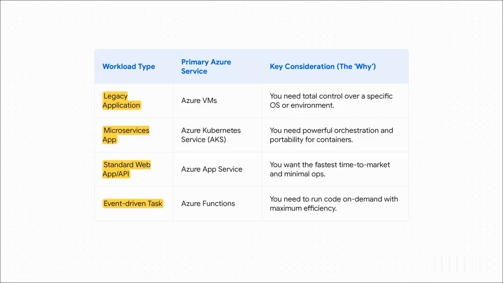Got a legacy app? Start with Azure VMs because you need that control. Building with microservices? Look right at AKS for its orchestration power. A standard web app or API? App Service will get you to market the fastest. An automated event-driven task? Azure Functions is going to give you maximum efficiency. It really does all come down to matching your workload to the right spot on that spectrum.